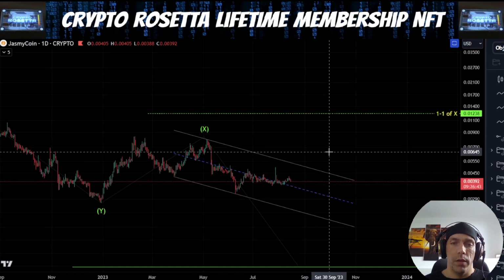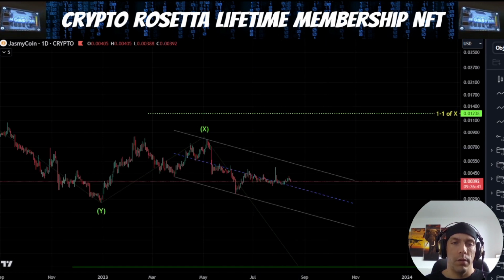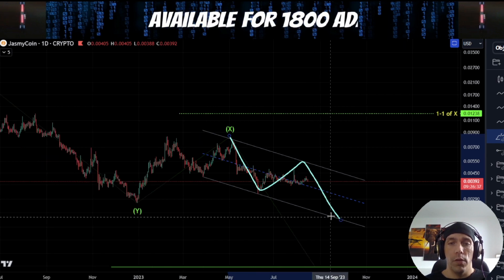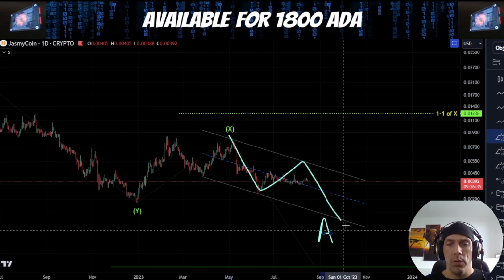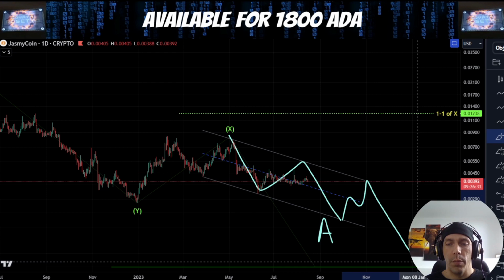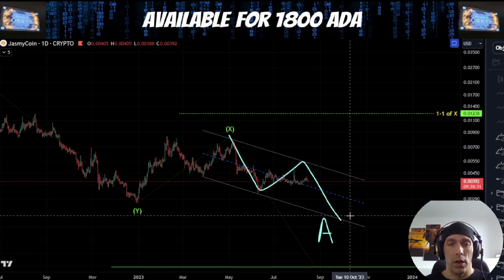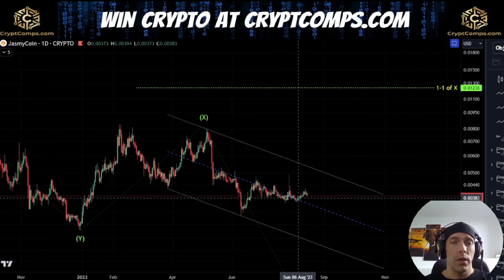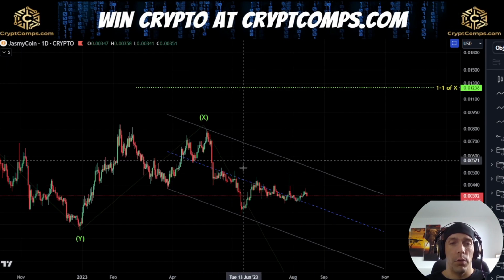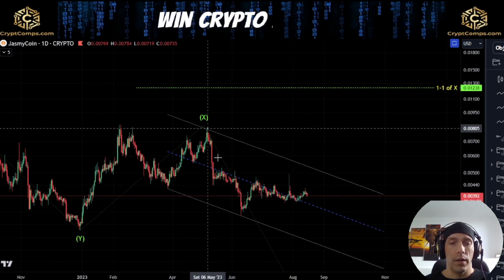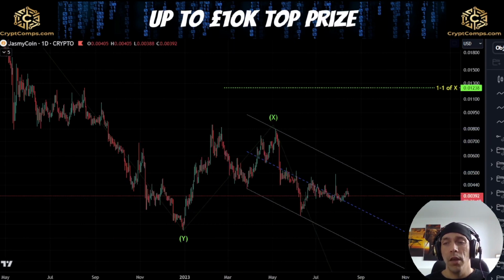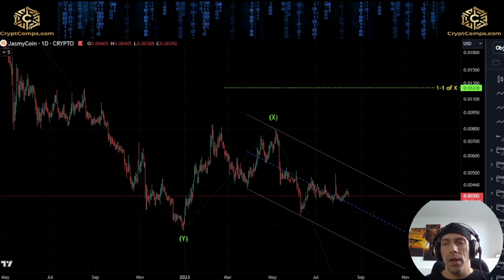Now, if we are looking at this idea, what we'd be saying is that we're looking for a three-wave move to the downside unfolding here, which could then become our A wave. We would then be looking for a three-wave move back up and then that continuation to the downside. If we are looking at this as a W, X, Y, X, and a Z, like I said, we're going to start to see this bigger three-wave structure developing to the downside. So we need to be careful of that idea.